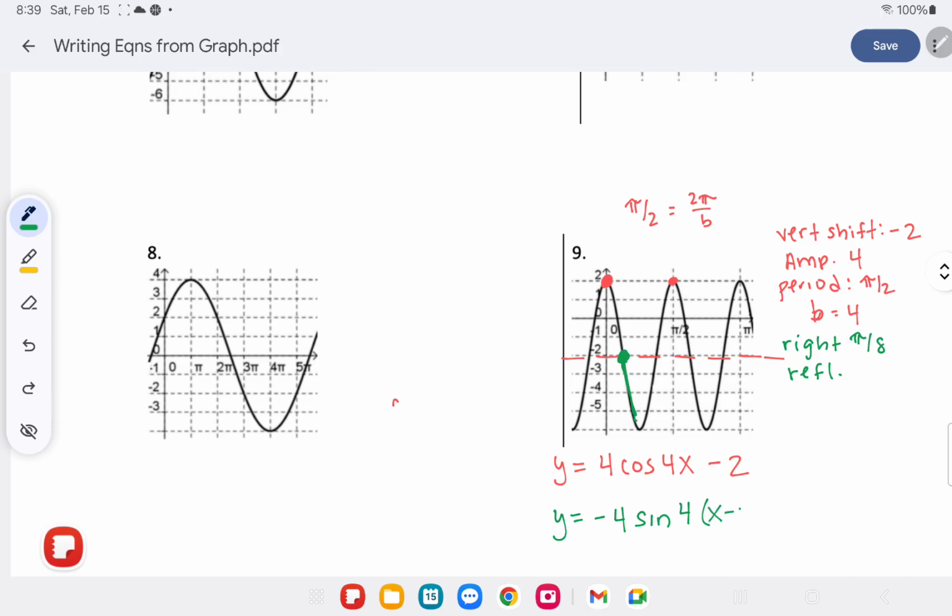We moved right pi over 8, and then we also moved down 2. Again, the only things that might possibly change is phase shift. One will have a phase shift and one will not. And then sometimes one will have a reflection and one will not.